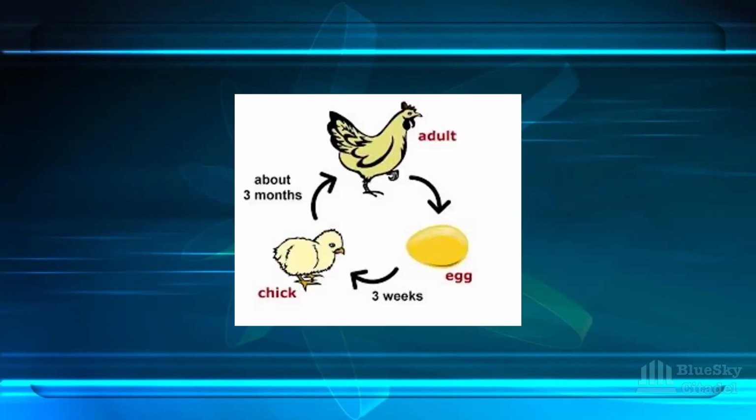I have this diagram here, which as you can see, is the life cycle of a chicken or a hen. It starts with the egg, then goes into a chick and then becomes an adult.